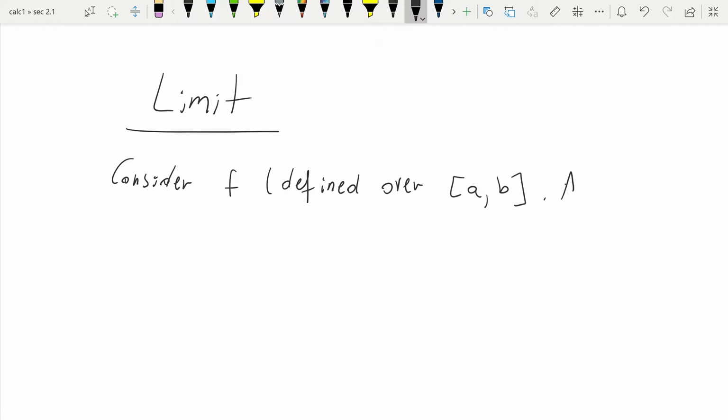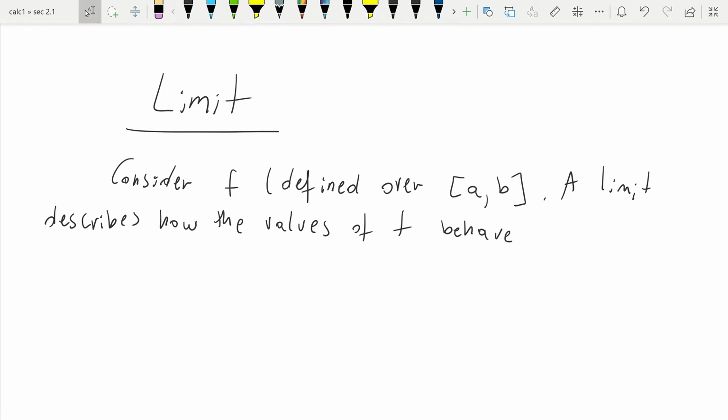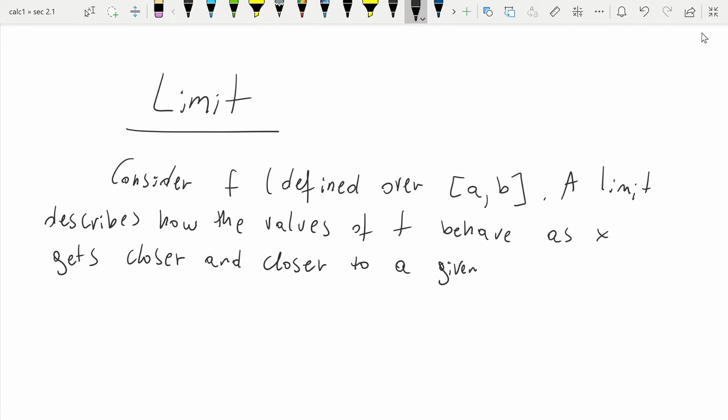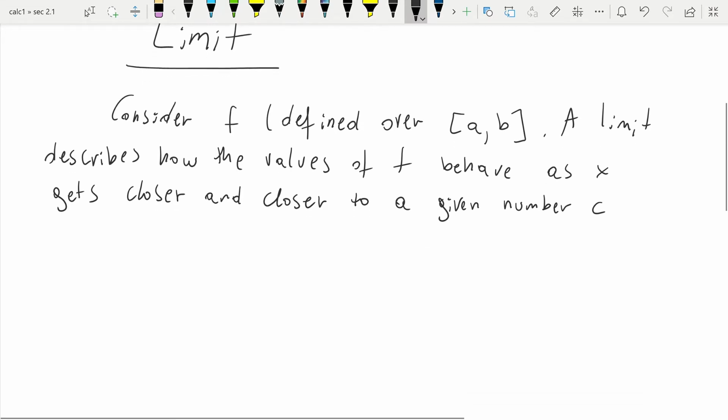So what's a limit? A limit describes how the values of f behave as x gets closer and closer to a given number c inside the interval ab.